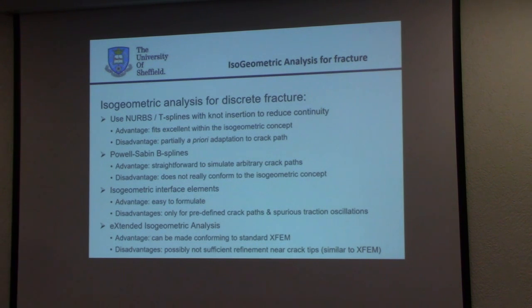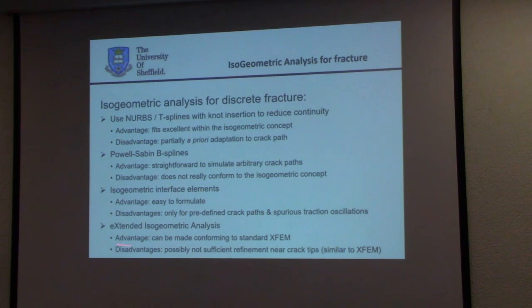And also, it's not evident how you can extend it to 3D, also for unstructured meshes. Isogeometric interface elements, very easy to formulate. The disadvantage, as with standard interface elements, is that you have them only for predefined crack paths, and for spurious traction oscillations, you have to take some special measures.